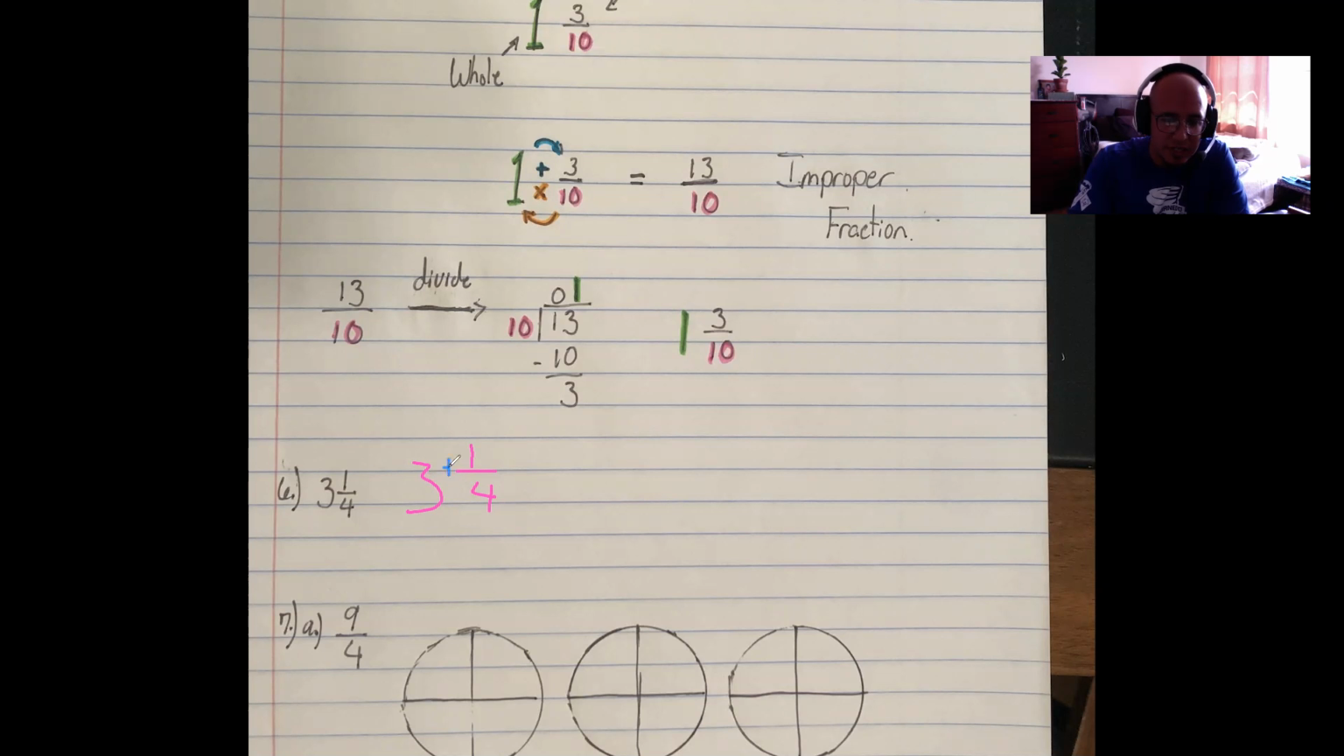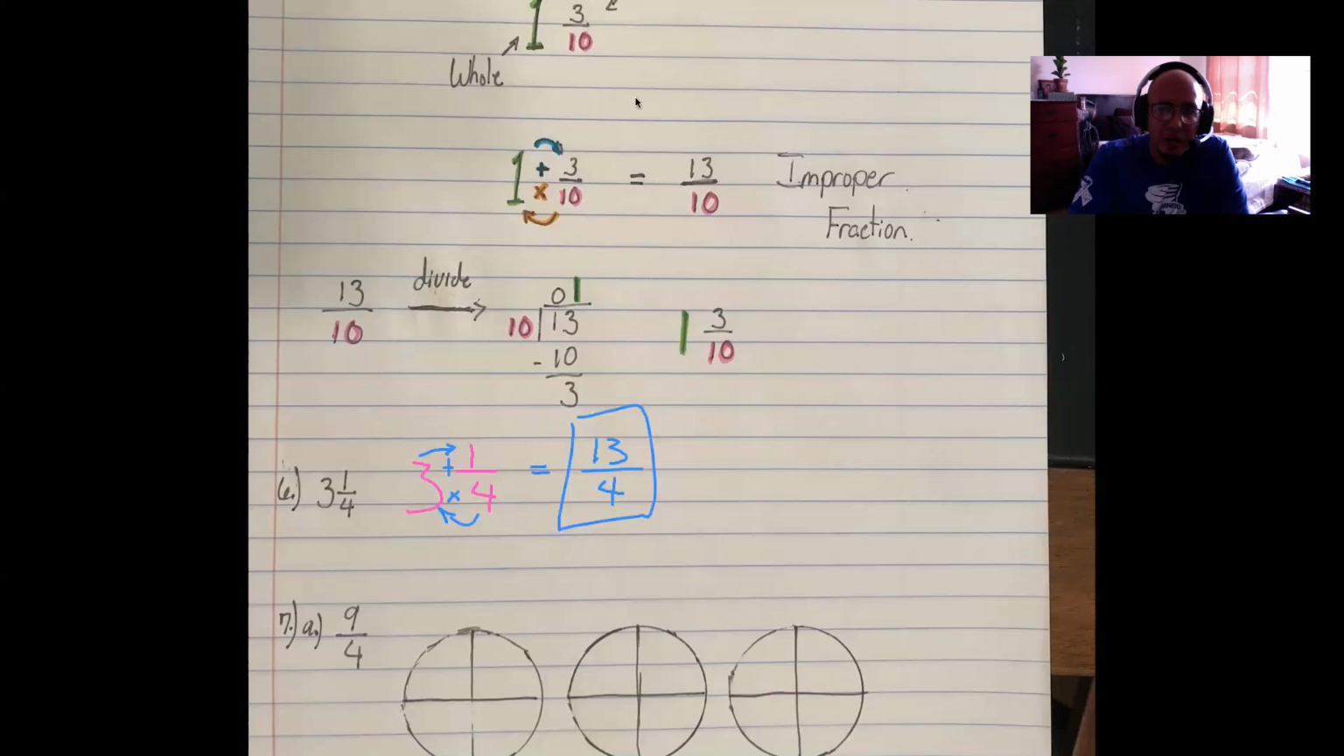So I'm going to use the Texas method. I'm going to multiply 4 times 3. So 4 times 3 is 12. 12 plus 1 is going to be 13. So this is going to be 13, and we keep the same denominator, 13/4. These are exactly the same. So this would be the answer to number 6.